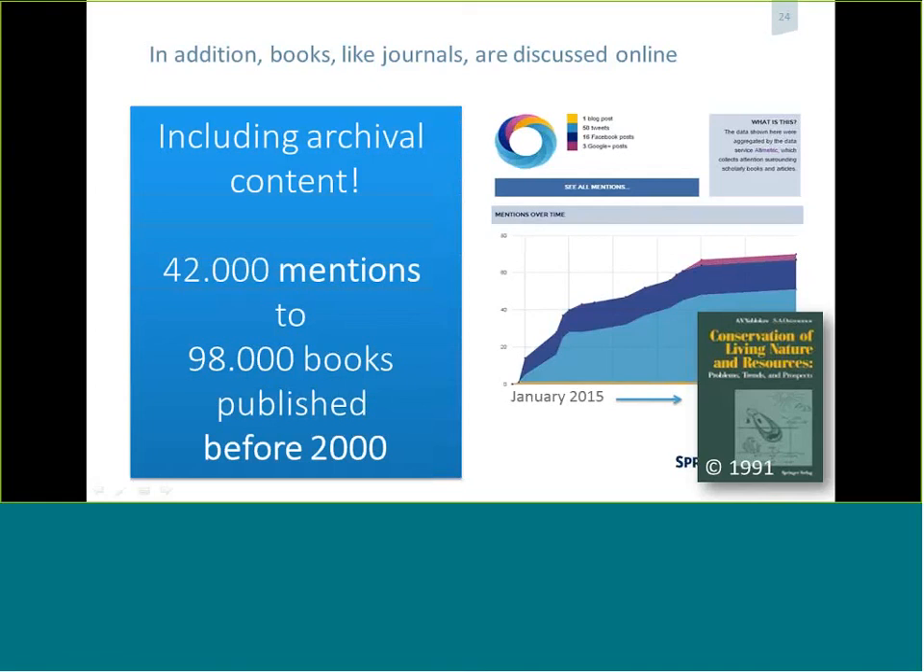And so subsequently we looked at our archival content, or content published before the year 2000, when there was hardly any social media or online sharing. And so we have 98,000 books published before the year 2000, and there were 42,000 mentions, sorry, to these 98,000 books. That's nearly one mention for every 2 books.